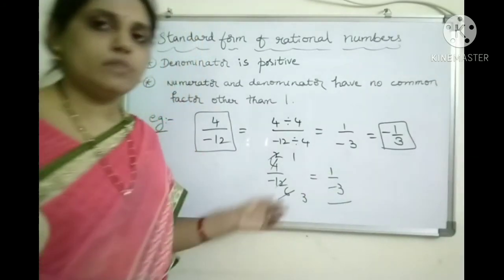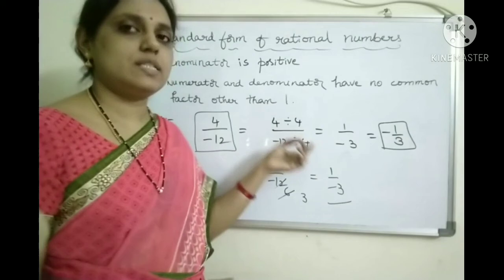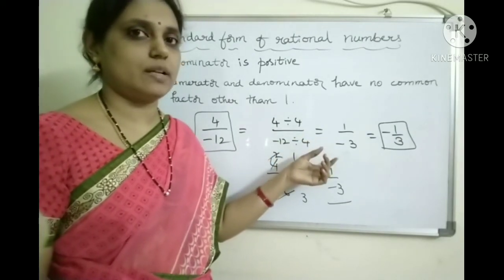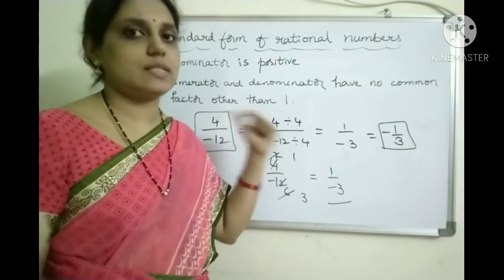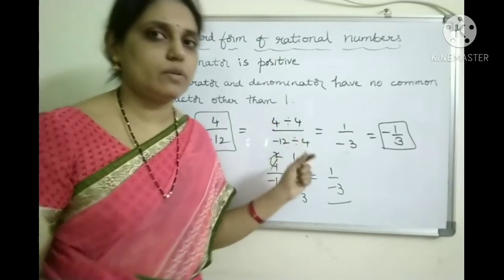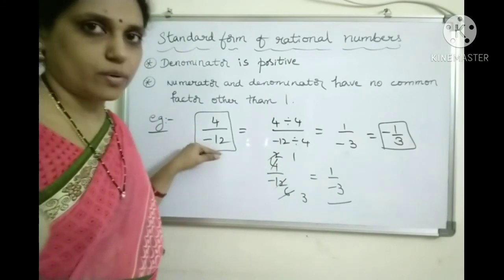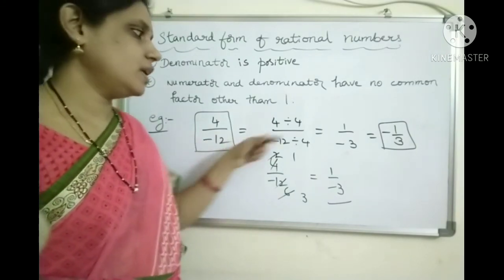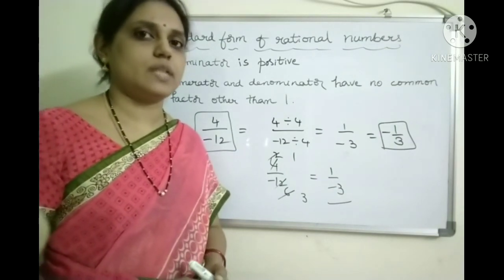So instead of doing like that in 2-3 steps, if you divide with the HCF, highest common factor, then within one step you will get the standard form. Okay, highest common factor. So here the highest common factor for 4 and 12 is 4. Okay, that is an easy way to convert the given rational number to standard form.